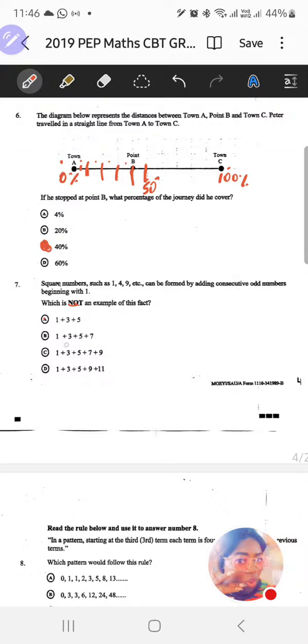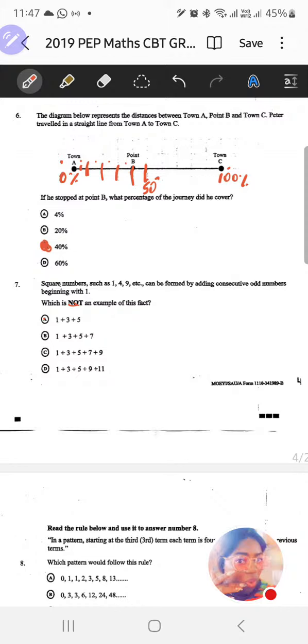B says 1 plus 3 plus 5 plus 7. Let's see. So 1 plus 3, 4. 4 plus 5 is 9, and 9 plus 7 is 16. 16 is a square number. It's formed when we multiply 4 by itself. So 4 times 4 is 16. So that is definitely an example. And you would realize that the odd numbers are listed consecutively. So 1, 3, 5, 7. So B is definitely an example of this fact.